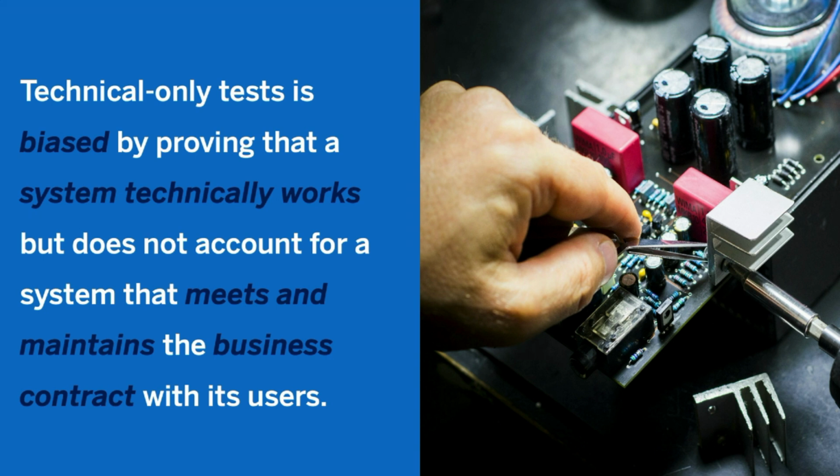And it doesn't account for a system that meets and maintains the business contract, because there is no business contract in that. The engineer or the engineering team managing that doesn't necessarily think about the business contract, which is something different. Does the information mean anything? And I'm still testing on the subgraph.